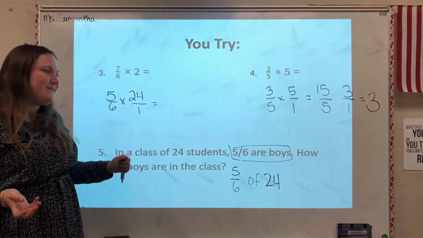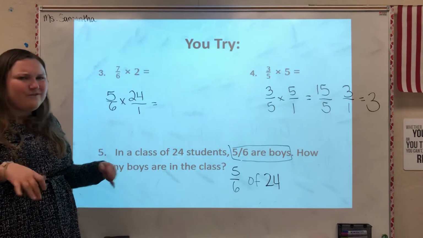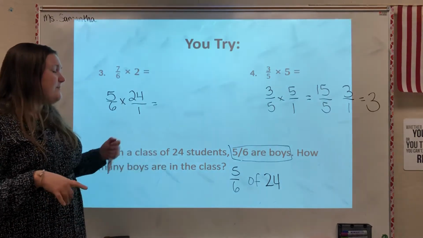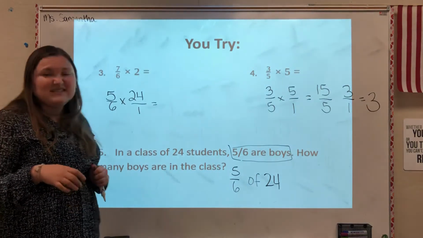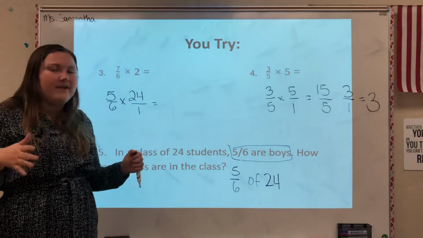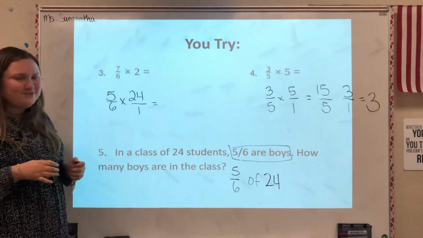So I also shouldn't be saying a number like 3, 4, 5. The majority of these students are boys. So maybe I want to guess like maybe 18, 19, 20, 21, around there. That would be a good guess. But let's go ahead and do the math now.